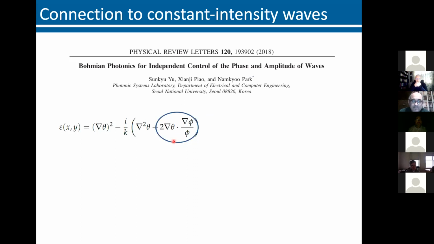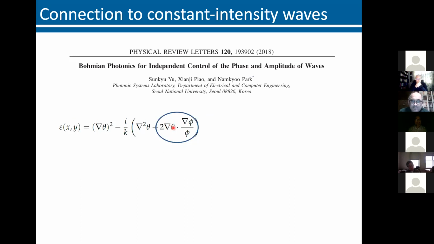And what's the reason for that? The reason for that is that this term here vanishes if you come in with a plane wave that has the same amplitude everywhere. So they found already how this concept works for plane waves. But what we showed with this work is how to get this to work for arbitrary incoming beams, for example, a Gaussian beam.